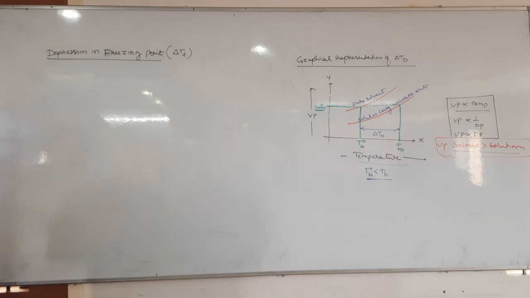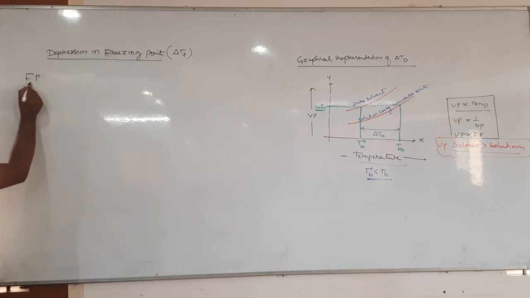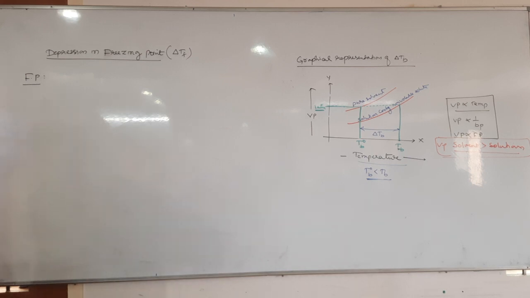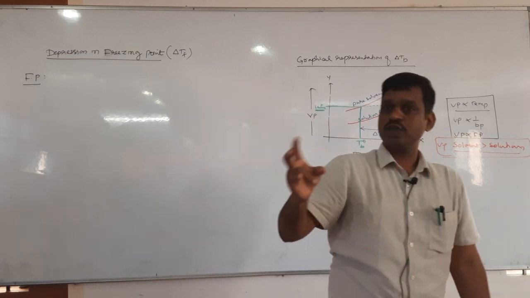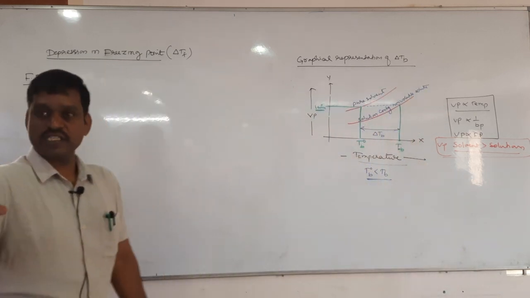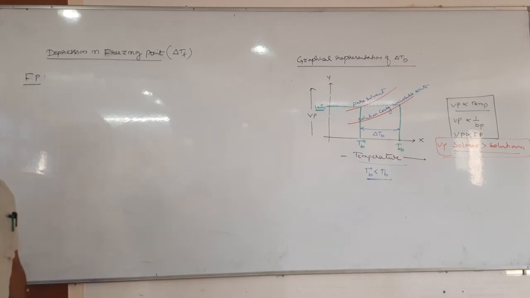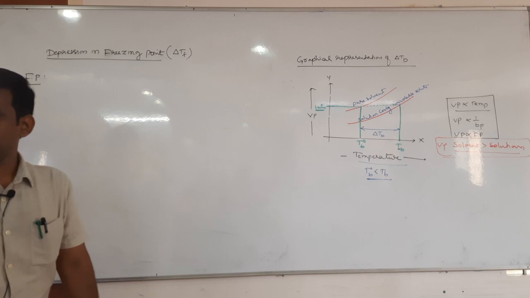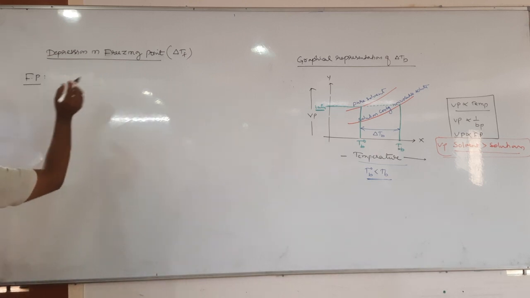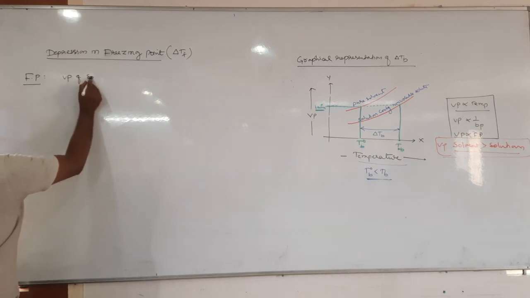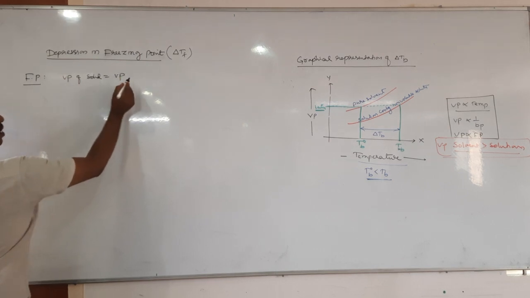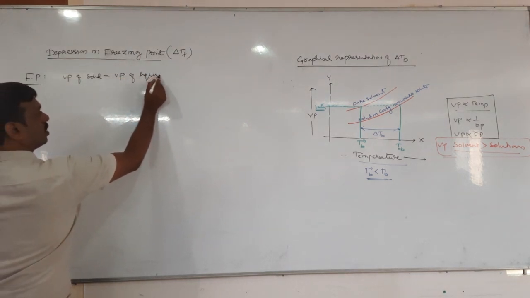Okay, listen. Tell me, depression in freezing point. Let us see what is the meaning of freezing point. What is freezing point? It is the temperature at which the vapor pressure of the solid is equal to vapor pressure of liquid. That means at freezing point both the vapor pressure of liquid and vapor pressure of solid are in equilibrium, that means they are equal.